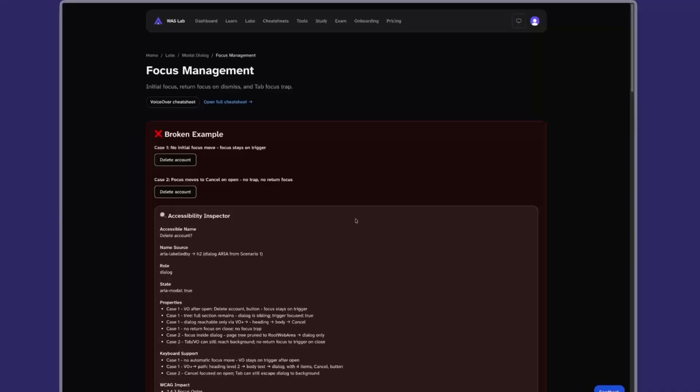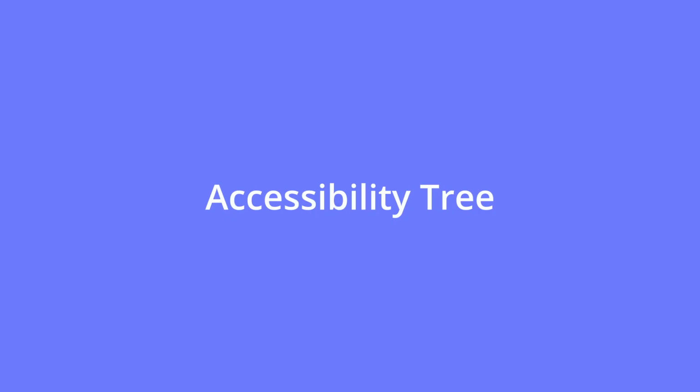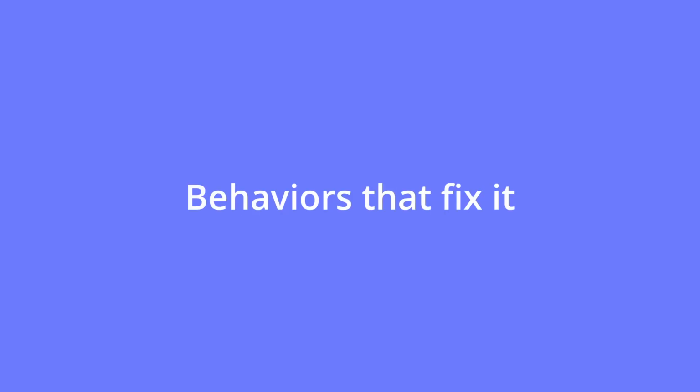In this video, I'll show a broken modal where tab still reaches the page behind the overlay, what the accessibility tree shows when focus never enters the dialog, then the behaviors that fix it, and last, verify everything with keyboard. This will be stack agnostic, so you can apply it in your own code base.